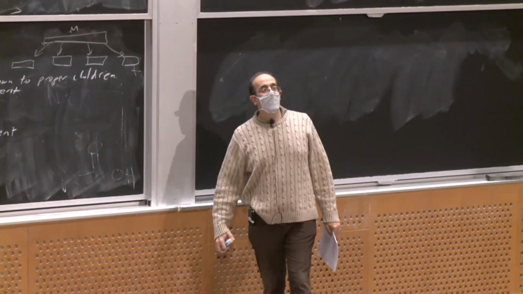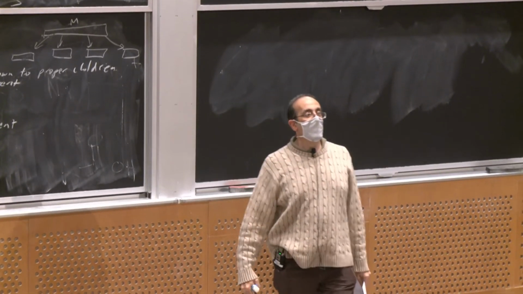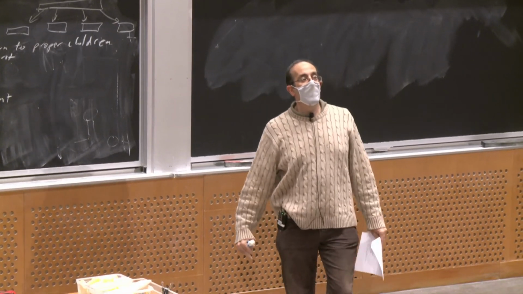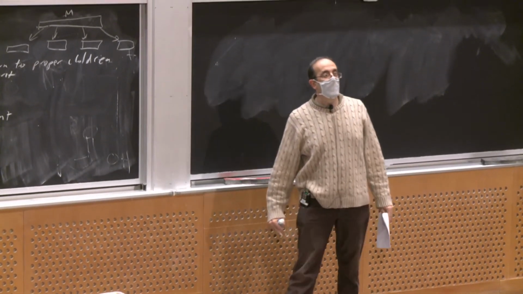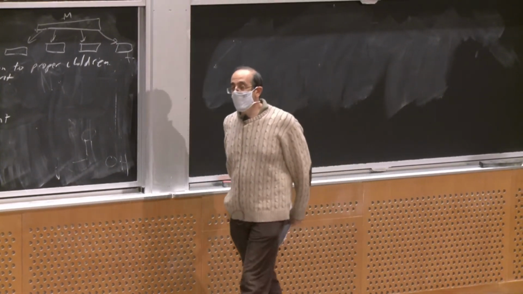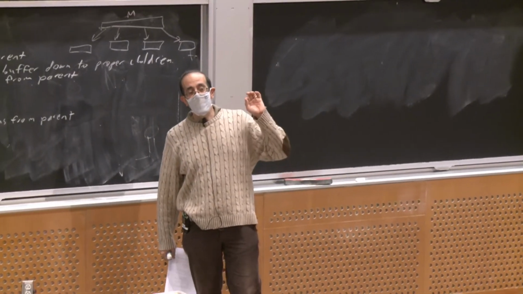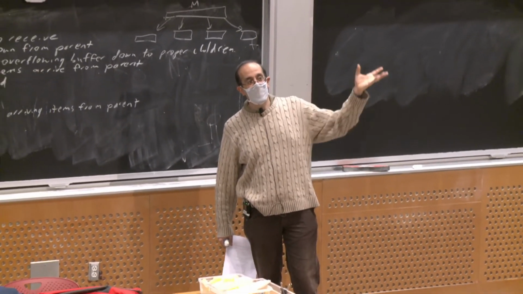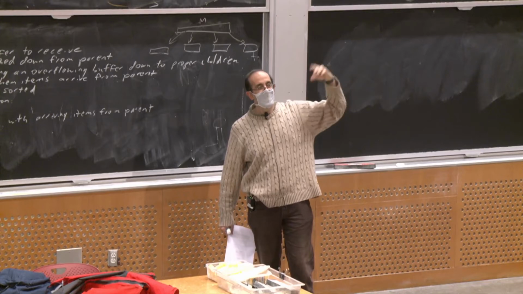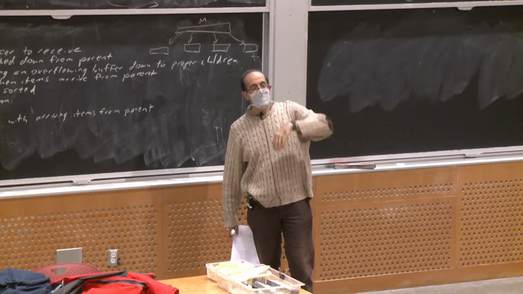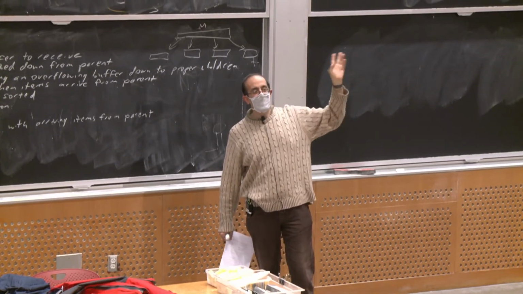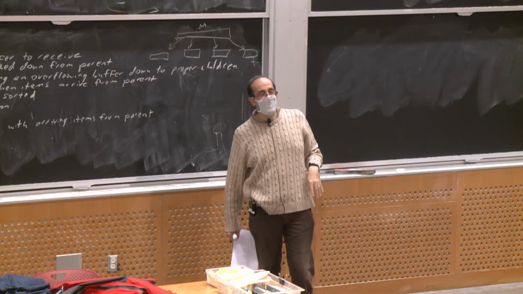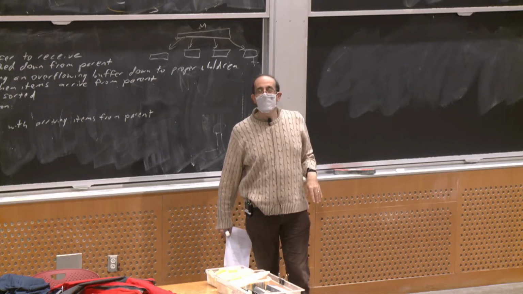Yes, a question. If things are always coming in sorted, then can't we assume that our buffer is always sorted? Unfortunately not, because we may get several different dumps of items, right? And so the first dump is sorted, but the second dump may consist of items that come before the items in the first dump. Okay.